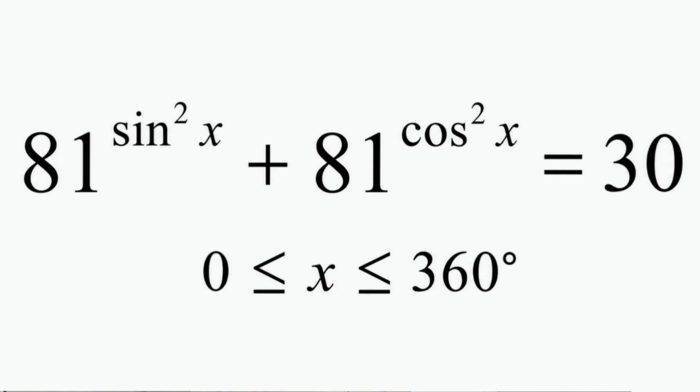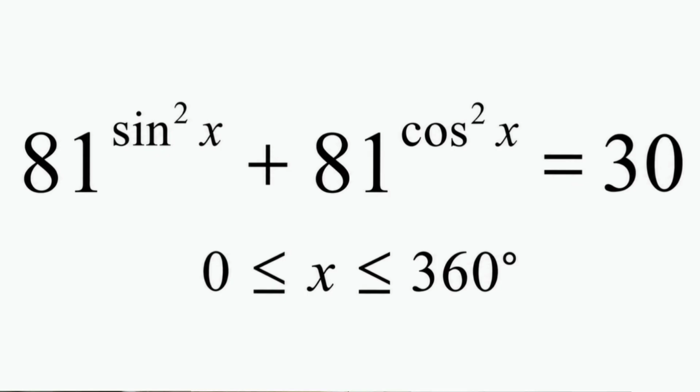Let me show you how to solve this question that we have on the board. Our goal is to find all the values of x in 81 raised to the power of sin²x plus 81 raised to the power of cos²x equals 30, for x greater than or equal to 0 but less than or equal to 360 degrees.